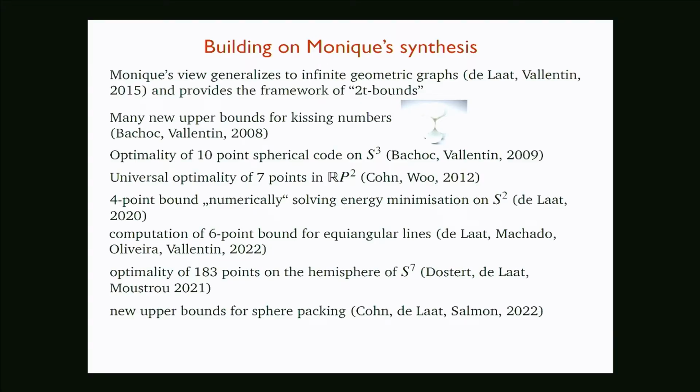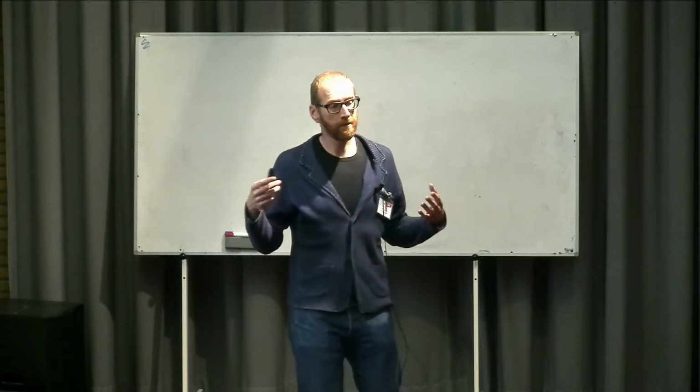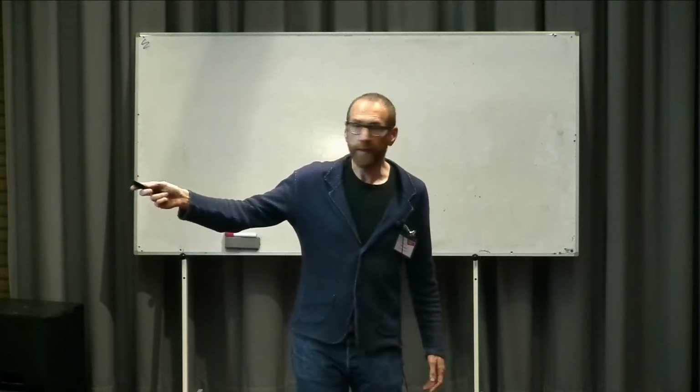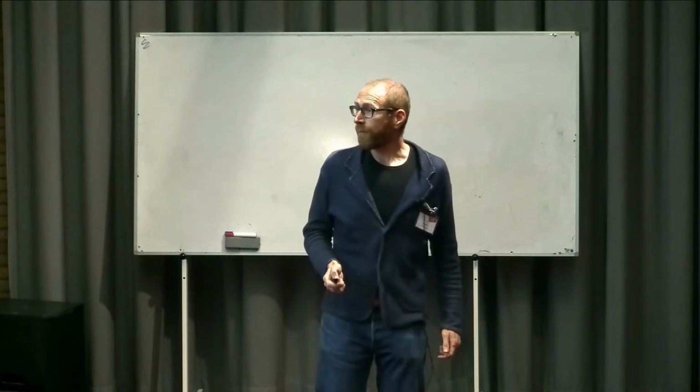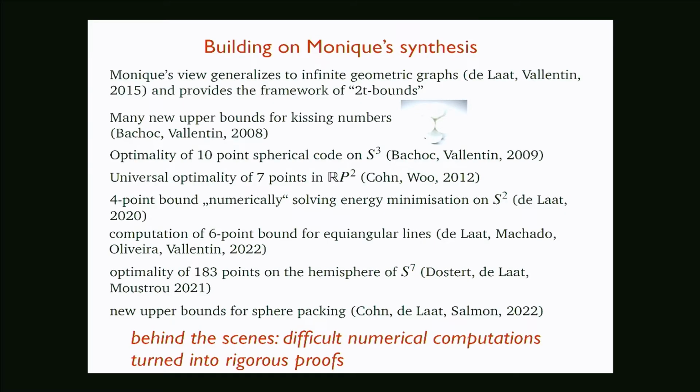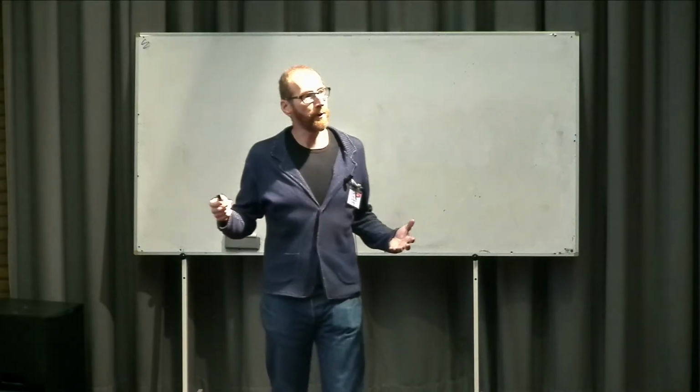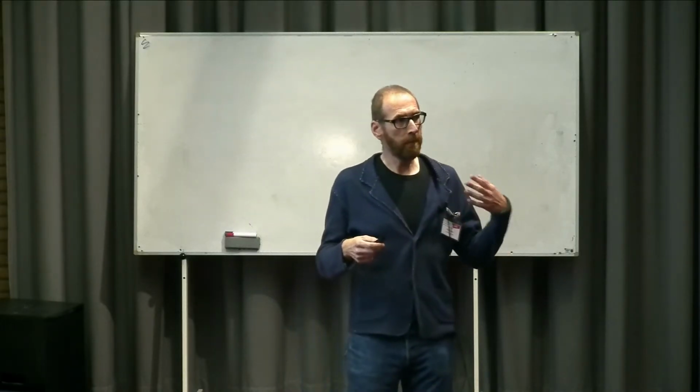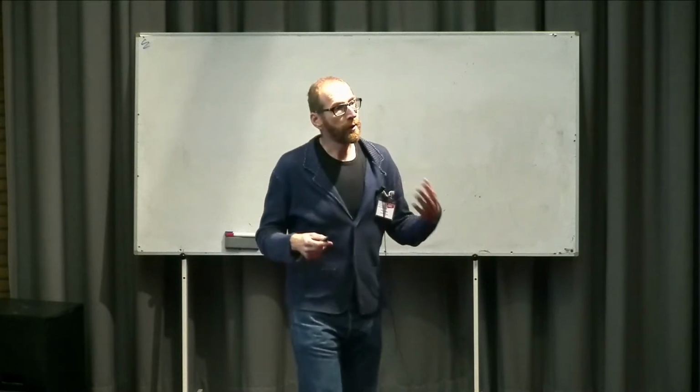And then recently, David, together with Henry Cohn and Andrew Salmon, they were able to compute new upper bounds for sphere packings using the 3-point bounds. So using something which lies between Lasserre 1 and Lasserre 2. So for example, if you want to find the best known sphere packing bounds in dimension 4, it's in their paper. And behind the scenes of basically all these results, you find some numerical, challenging, difficult computations, solving difficult semi-definite programs, which then afterwards are made rigorous using some post-processing.